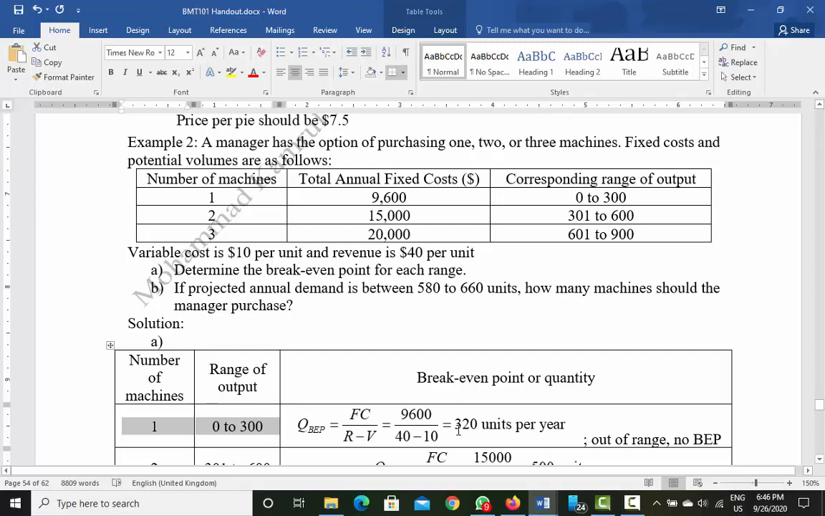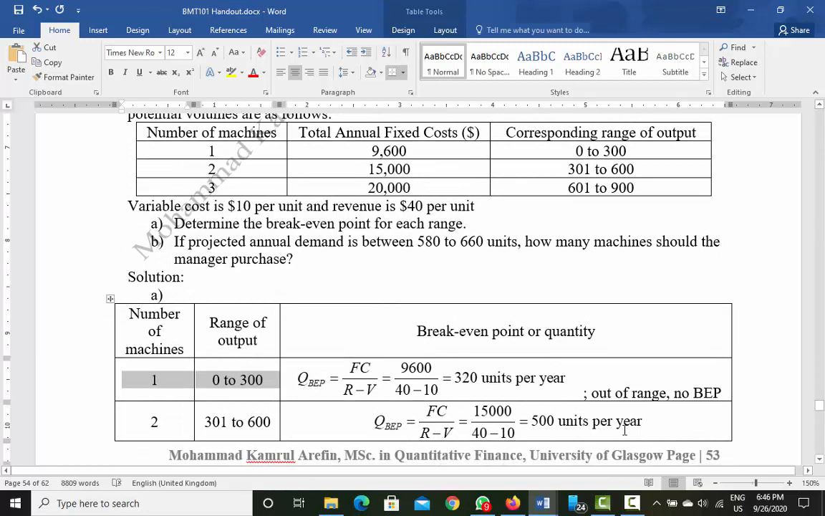So this 320 units is out of range, because the maximum production is 300. So there is no break-even point. He will always be in loss.